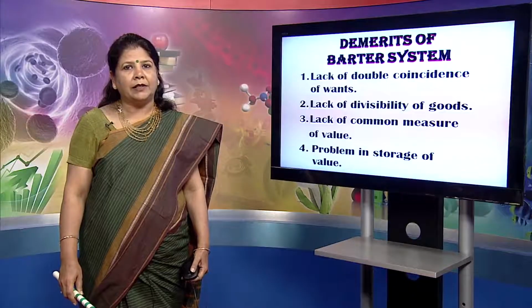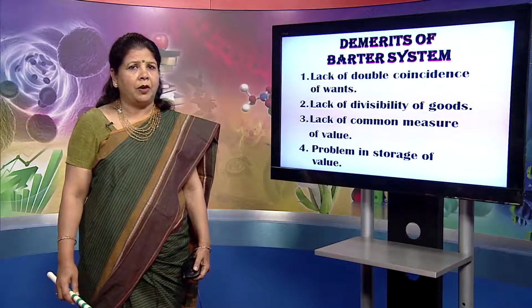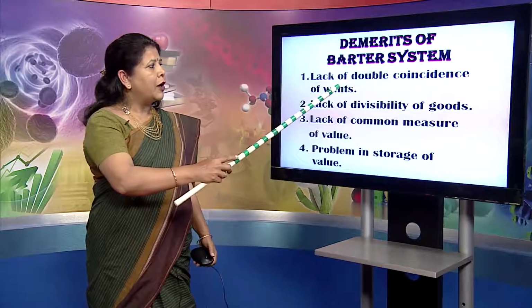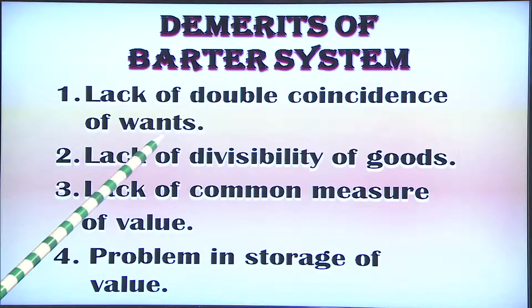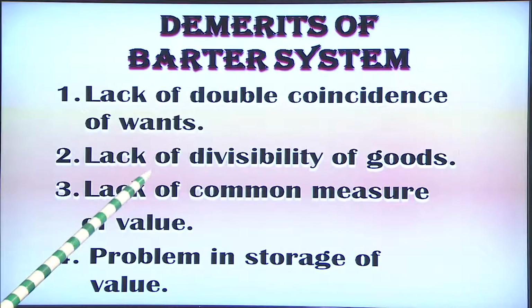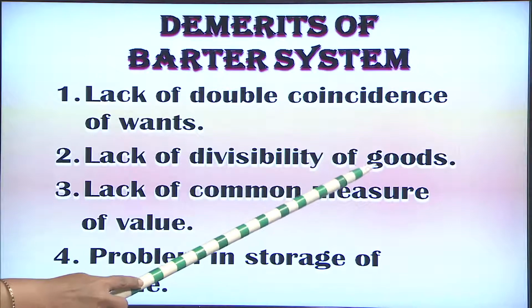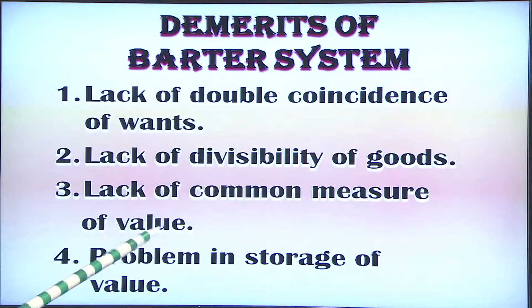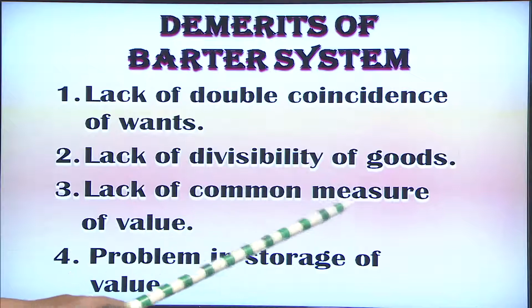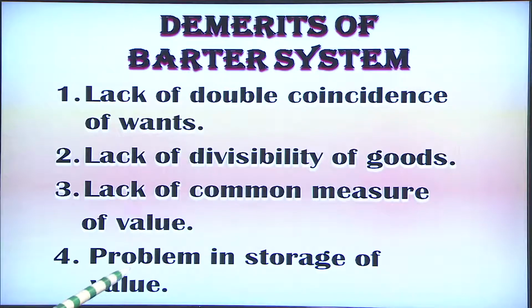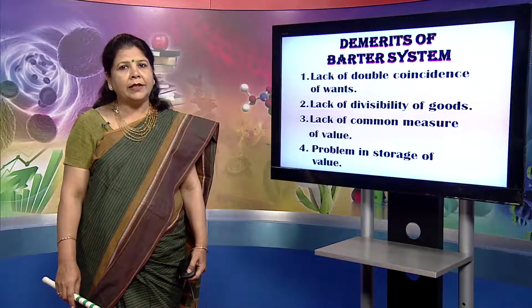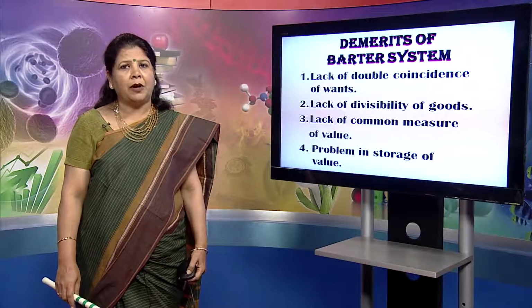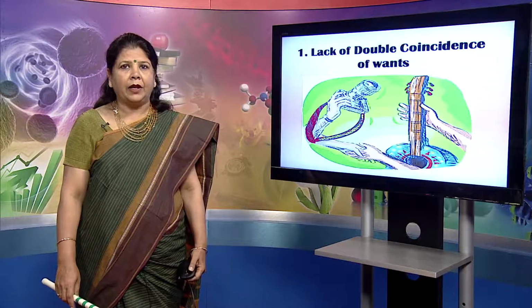However, the barter system faced such problems. These problems were: the double coincidence of wants was not there, there was lack of divisibility of goods, there was lack of a common measure of value, and fourthly, there was a problem in storage of value. Let us understand each of these problems one by one.